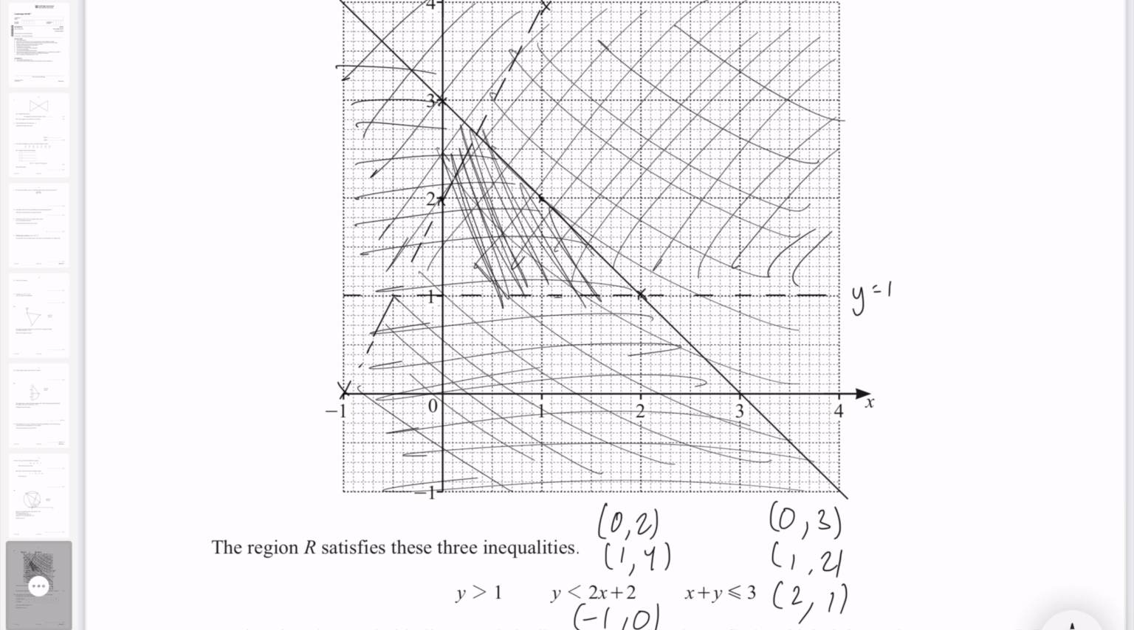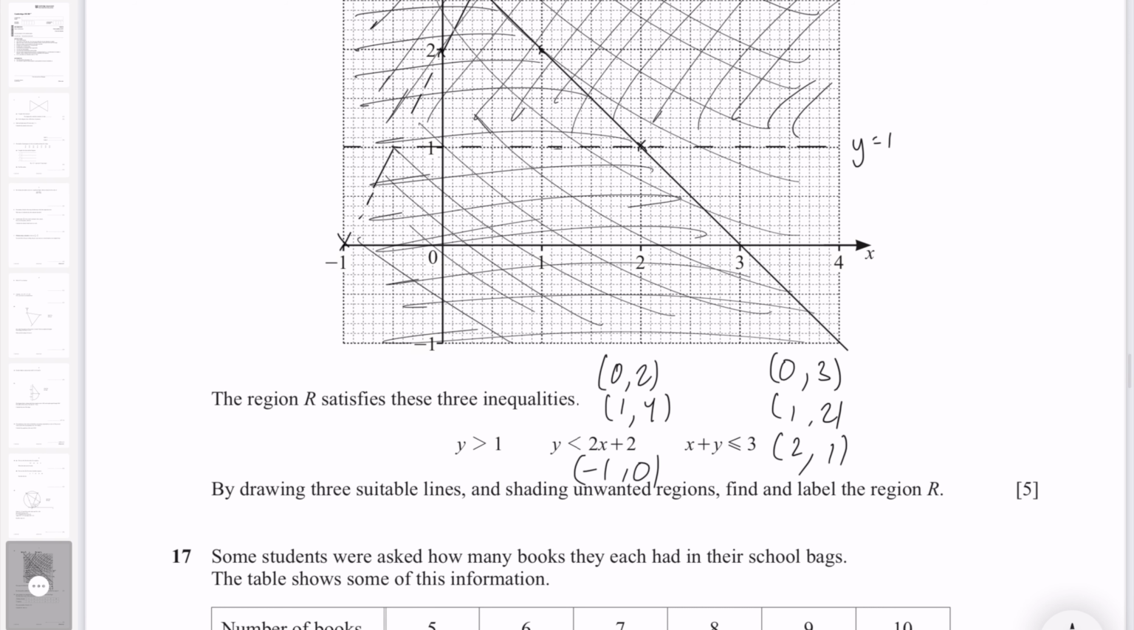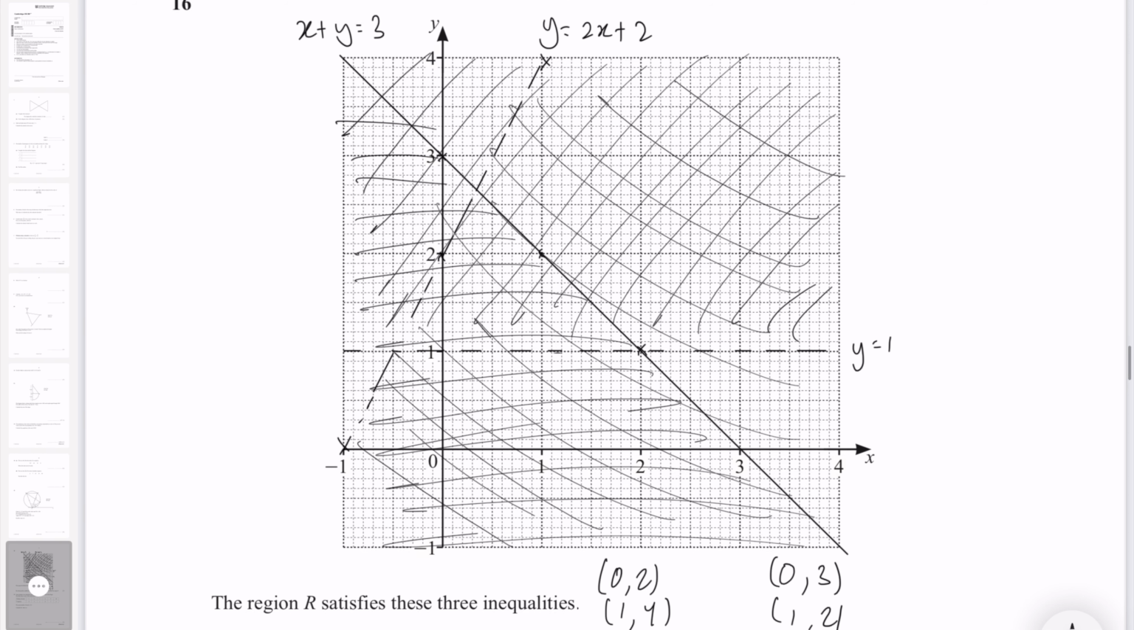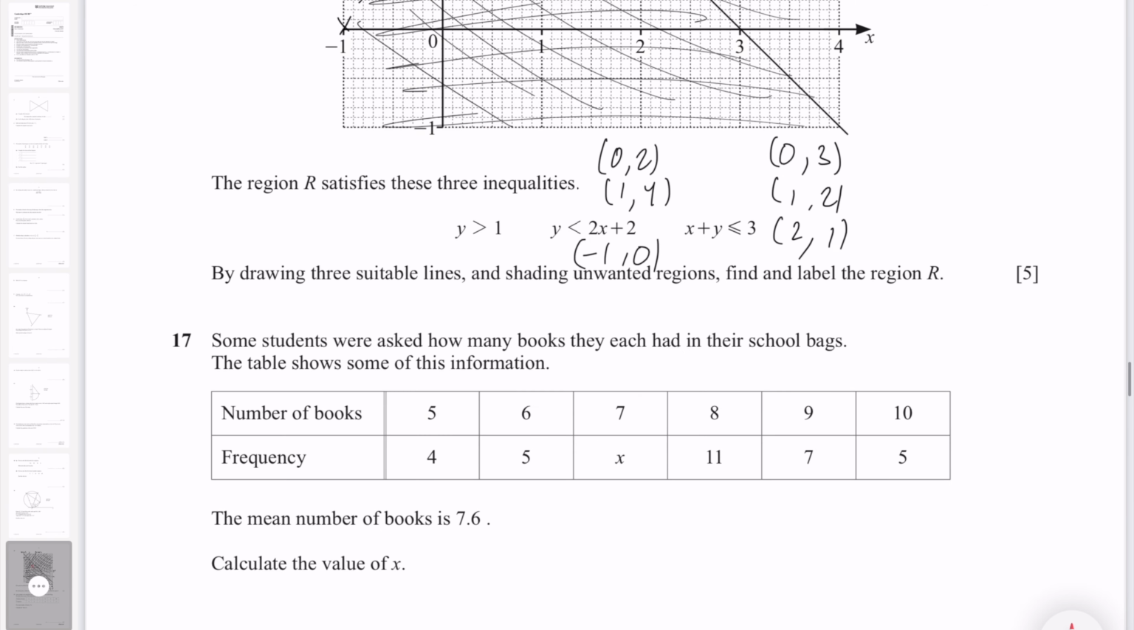Yep. Sorry about that, my phone. So by drawing 3 suitable lines, shading the unwanted regions, find and label region R. So this is region R. I'm going to use red, just so it's obvious. This is region R. And that's it.